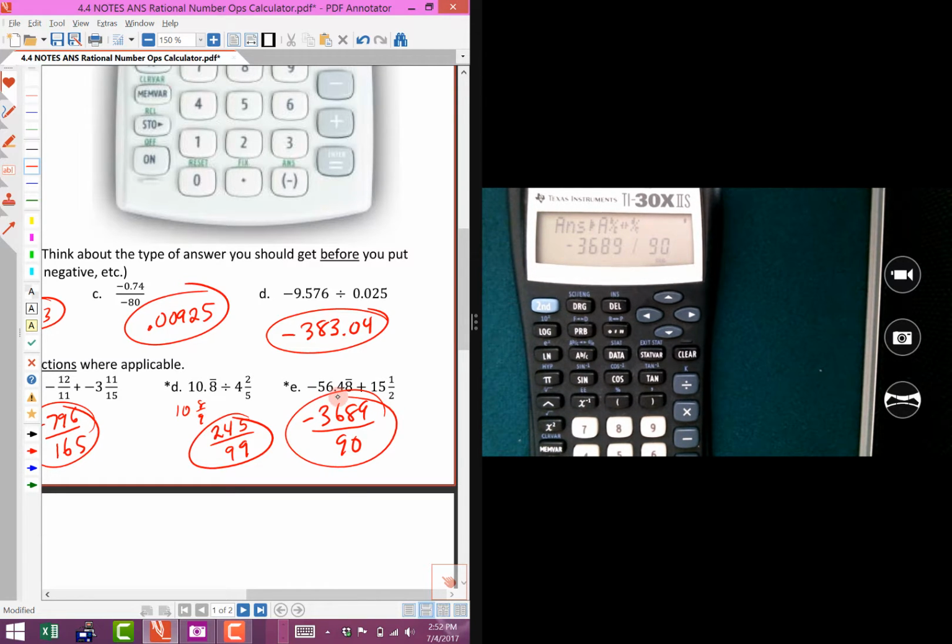As you're going through and doing these, make sure that you're putting things in the calculator correctly. Again, if you put the wrong thing in, it's going to give you the wrong answer. I hate it when somebody comes up and says, but my calculator said this. Well, that doesn't mean it's right. If you put the wrong thing in, you're going to get the wrong thing out. So make sure you're careful as you're going through and doing these.